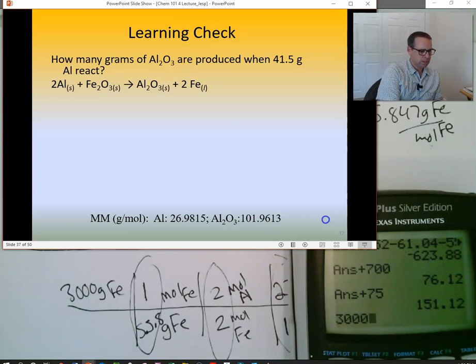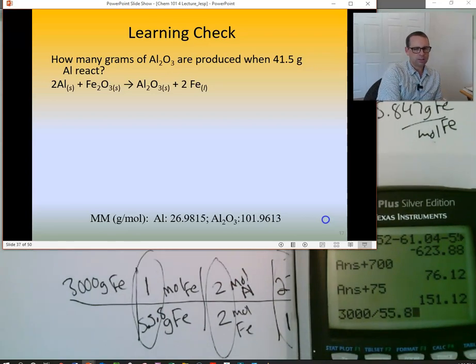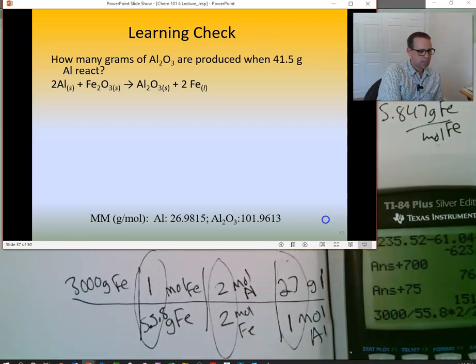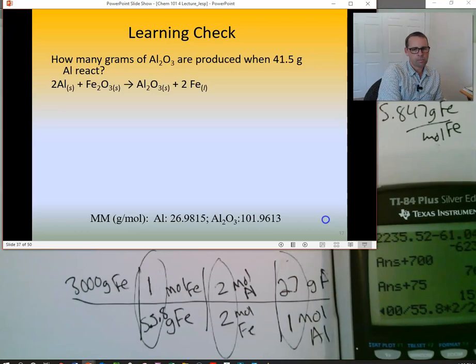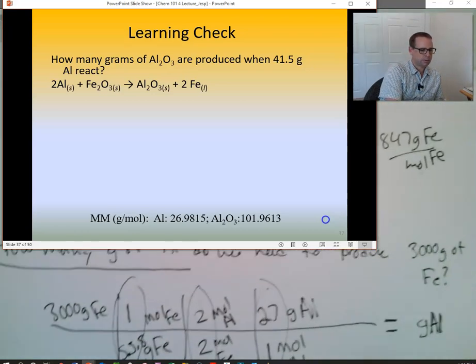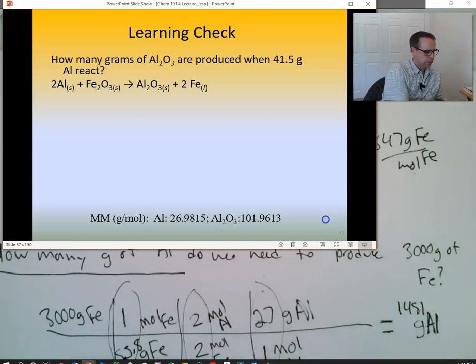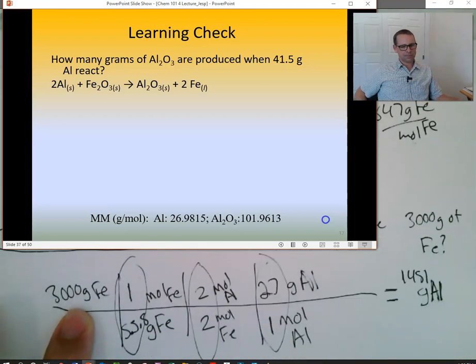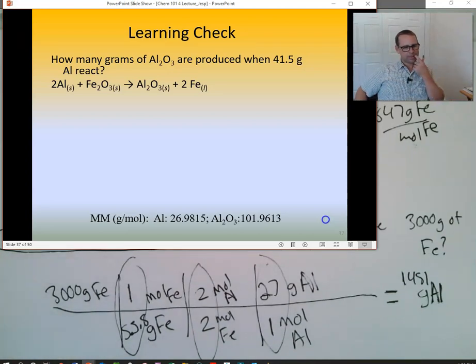3,000 divided by 55.8 times 2 divided by 2 times 27. Oh, so you went 3,000, then you went ahead and divided. Yes, up on top. So do you get the same answer if you just multiplied all the top and then divided by the sum of all the bottom? Not the sum, you just divide by whatever's on the bottom.